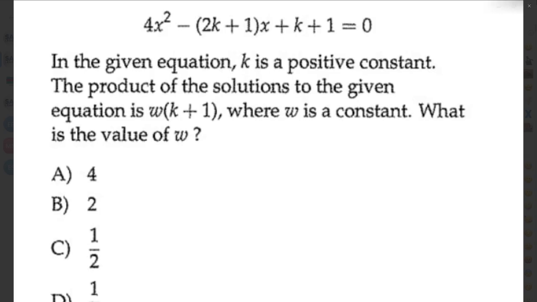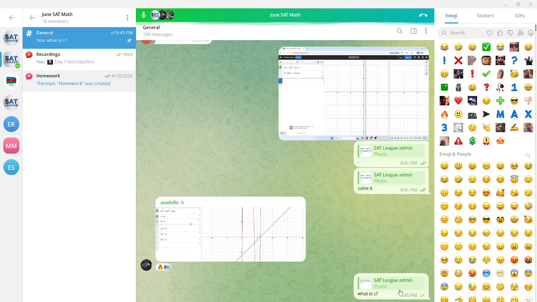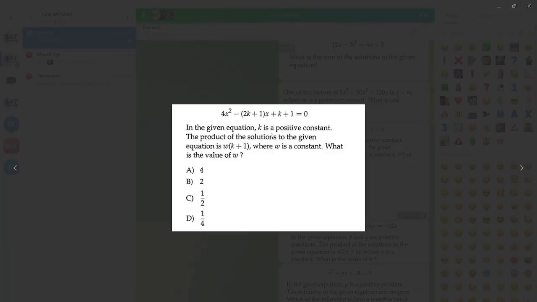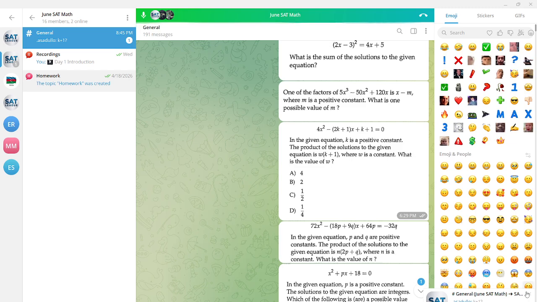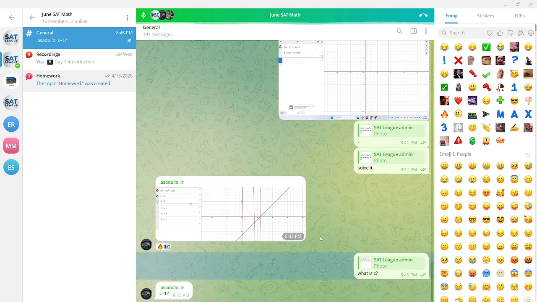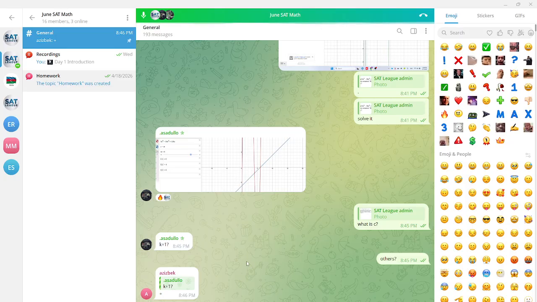Now, guys, let me ask you a question. In this equation, not the question itself, but in the equation right here, what is c? What is the value of c? K plus 1. Others, what do you think? Think about it for a moment, and then we can decide.